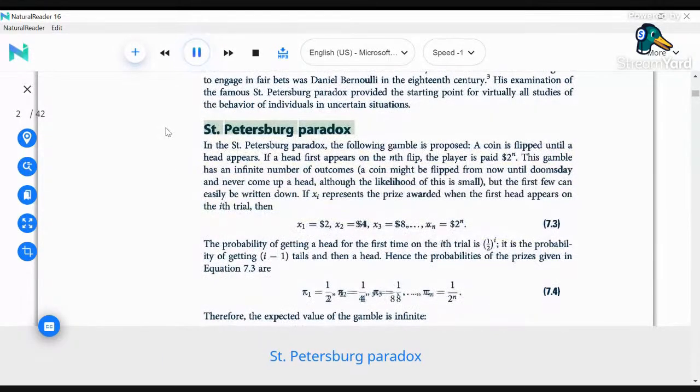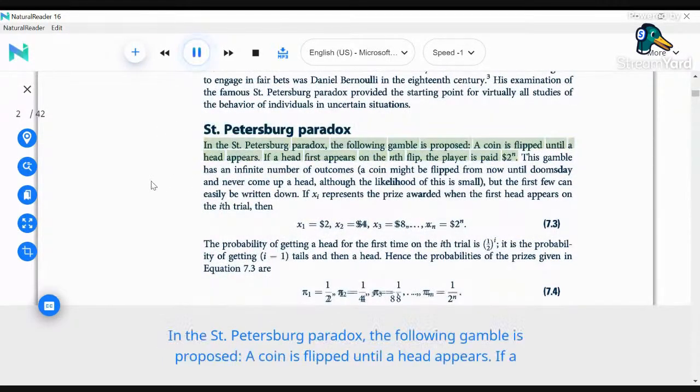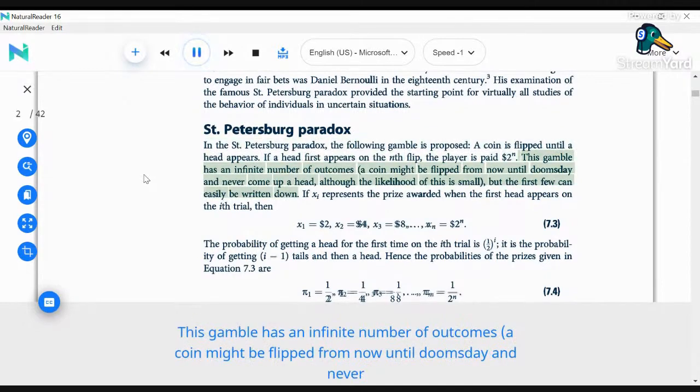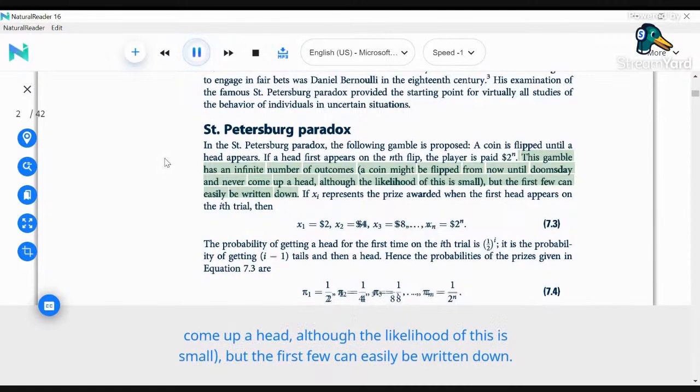St. Petersburg paradox. In this St. Petersburg paradox, the following gamble is proposed. A coin is flipped until a head appears. If a head first appears on the nth flip, the player is paid $2^n. This gamble has an infinite number of outcomes. A coin might be flipped from now until doomsday and never come up heads, although the likelihood of this is small, but the first few can easily be written down.